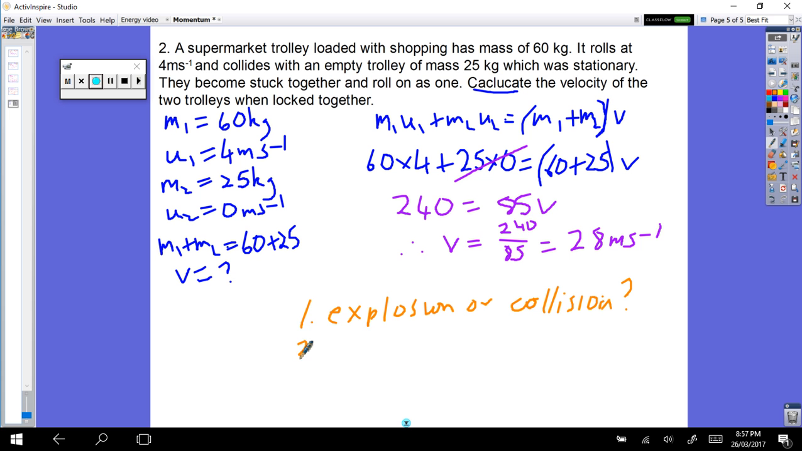Drawing a diagram can help. So even if it doesn't say draw a diagram, if it helps you work out what's going on, drawing a diagram can really, really help. And then you can work out which one's m1, u1, and then m2, u2. So make sure you work out the m1s and the u1s, and the m2s and u2s.